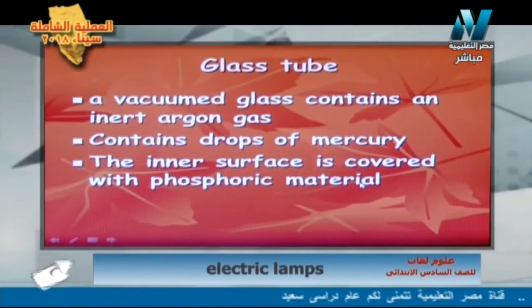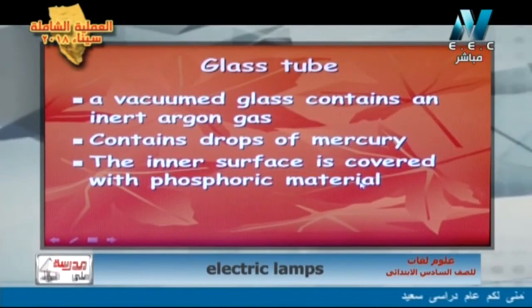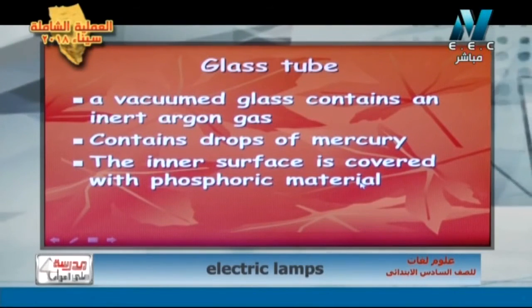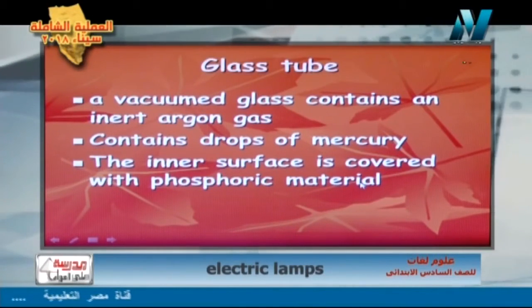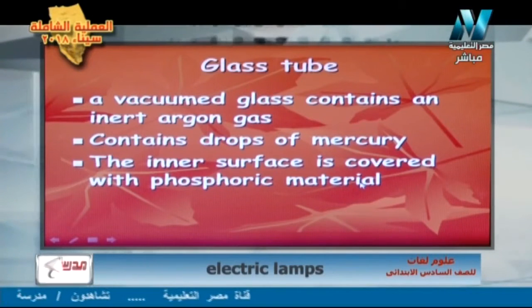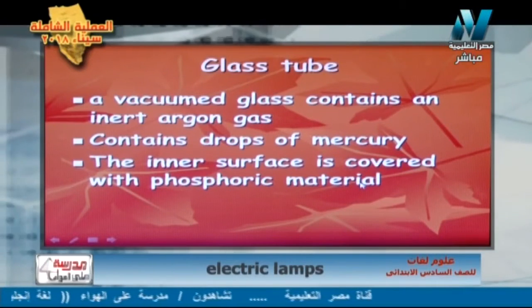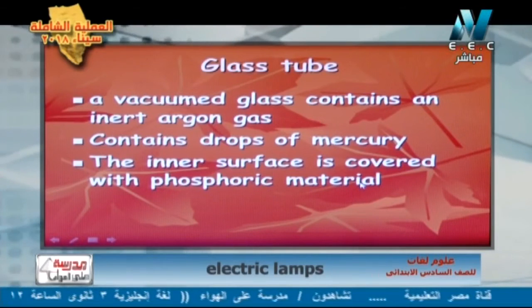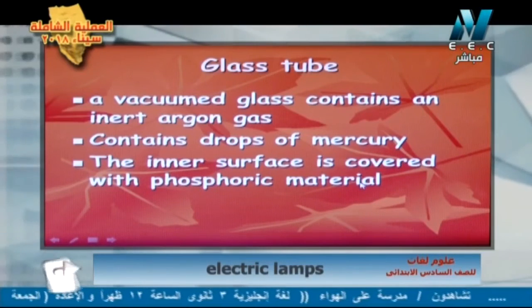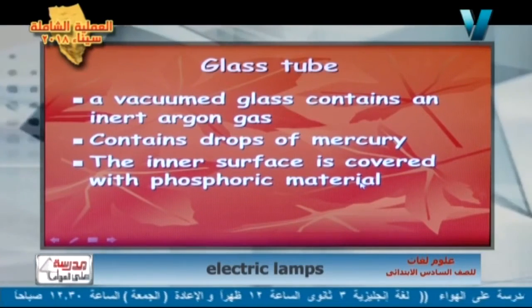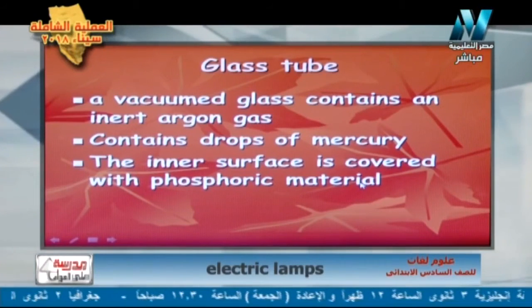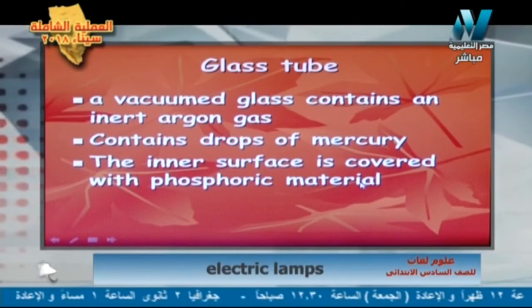So now what about the glass tube? إيه هو وظيفة الجلاس تيوب؟ It's a vacuumed glass. هي زجاج مفرغ. كلمة vacuum يمكن أول مرة نسمعها. Vacuum means has no air. ما فيهاش هواء خالص لكن فيها جاز اللي هيمنع البيرنينج وهو نفس الجاز المستخدم في اللايت bulb اللي هو inert argon gas. So again, a vacuumed glass contains an inert argon gas.